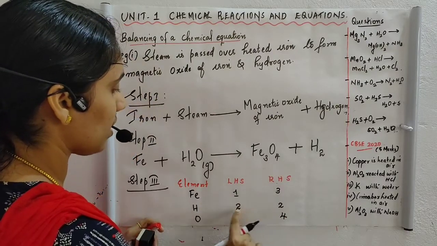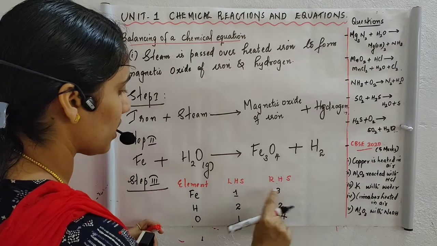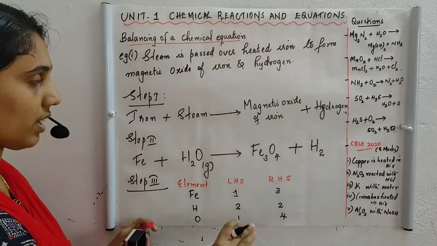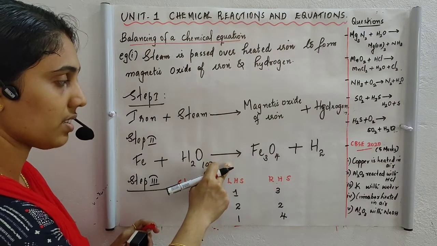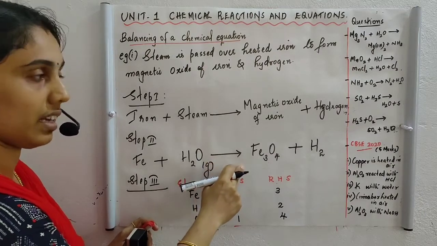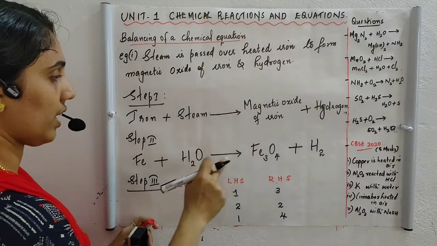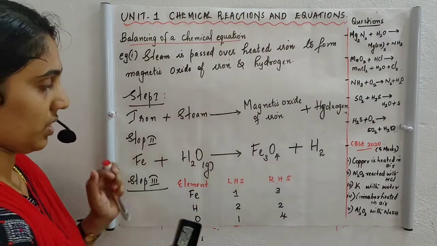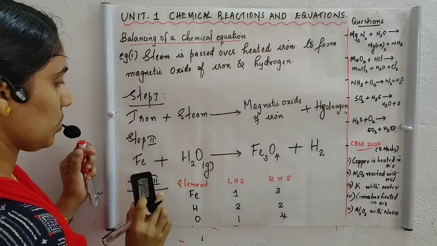You can see the number of atoms of iron is 1 and 3, oxygen is 1 and 4 here. That means it is not equal. So this is an unbalanced chemical equation or skeletal chemical equation. So our aim is to balance the same equation. So this is the steps up to step 3.